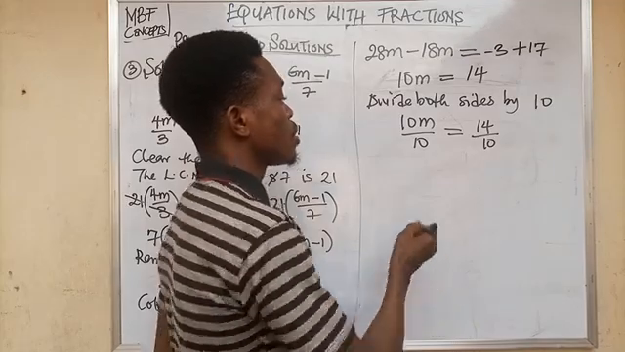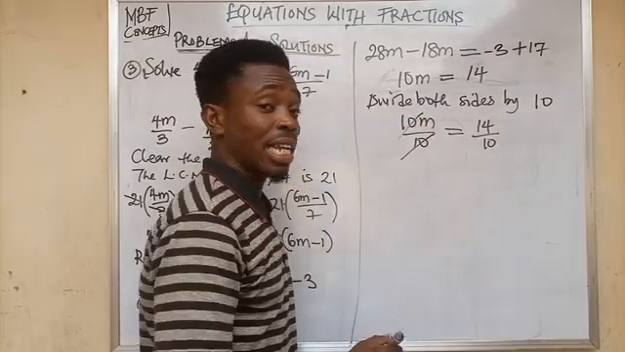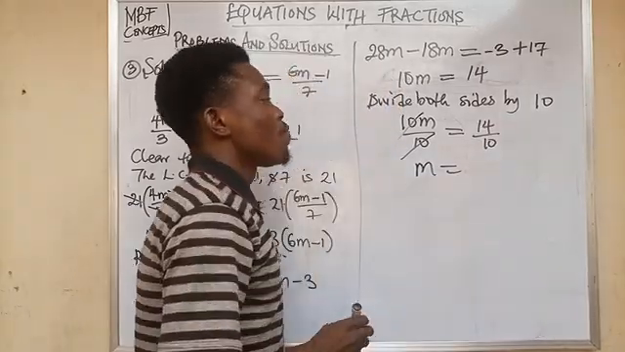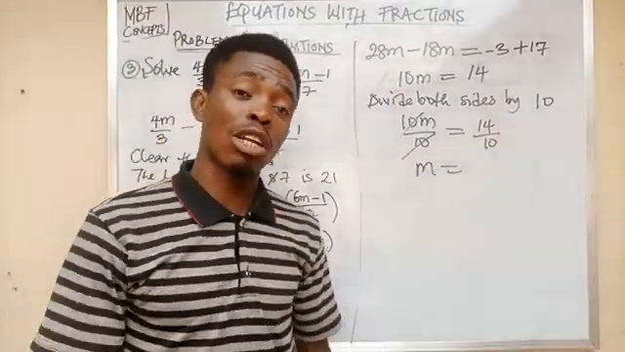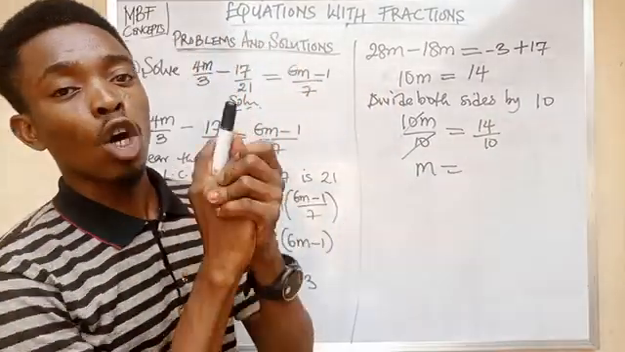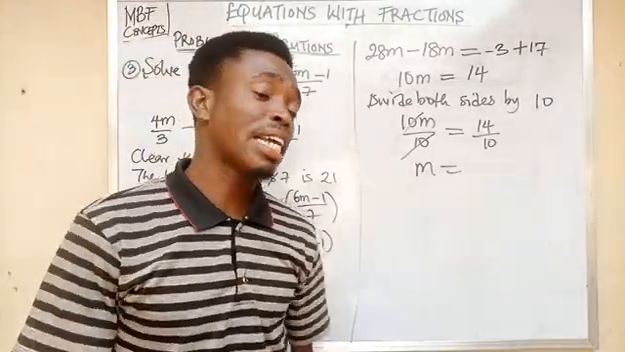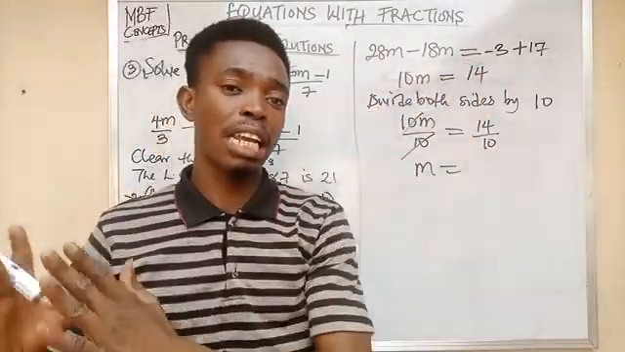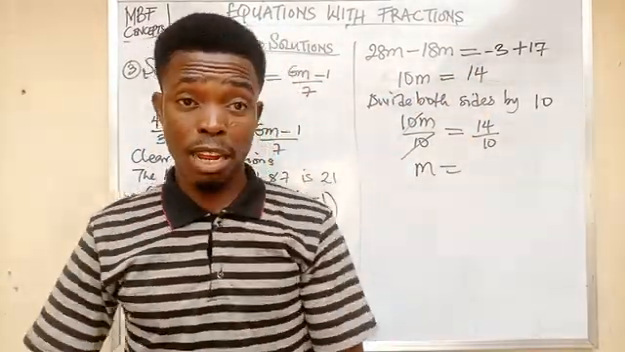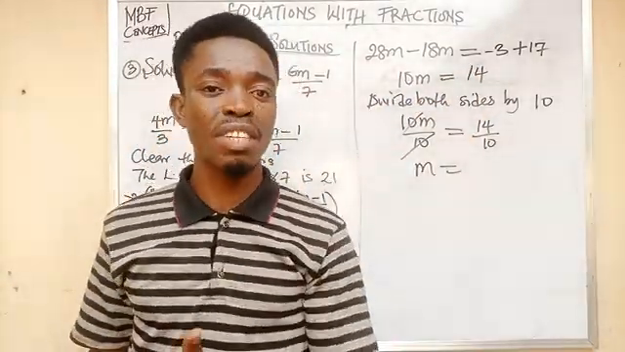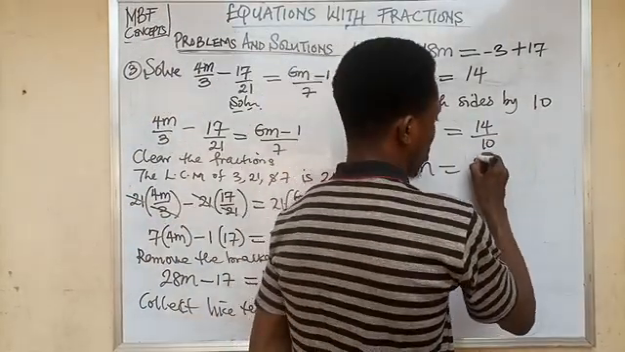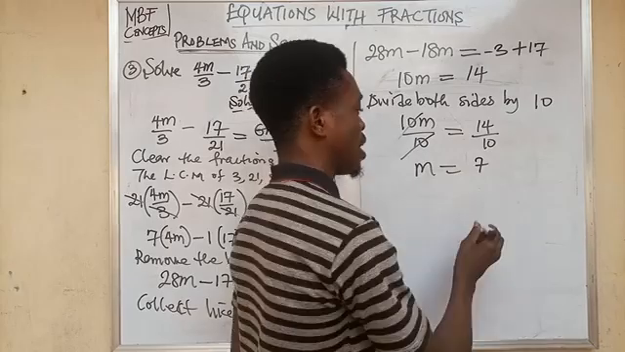So the next thing we do is to cancel 10. 10 divided by 10 will give us 1M. And now, 14 divided by 10, 10 cannot directly divide 14, but there is a common factor that can divide 14 and 10. What is this common factor? Understand that 14 is an even number. 10 also is an even number. And all even numbers are divisible by 2. So when we divide 14 by 2, we are going to have 7. And when we divide 10 by 2, we are going to have 5.